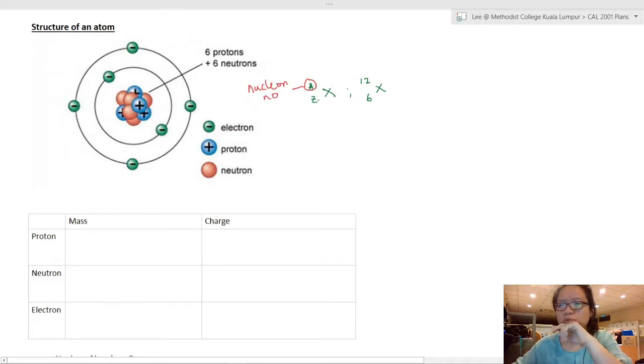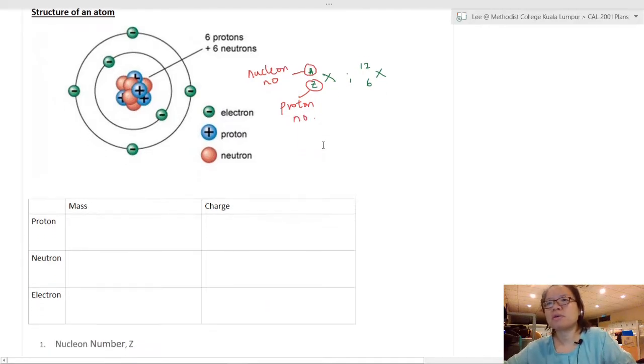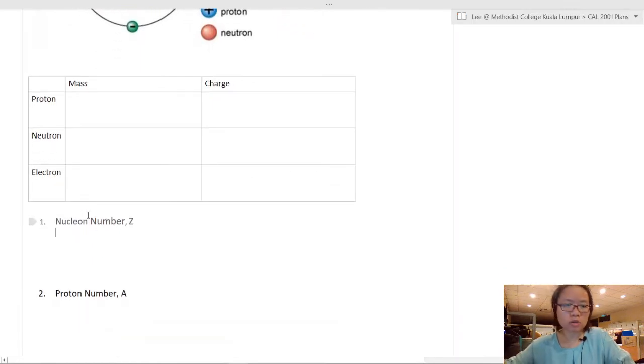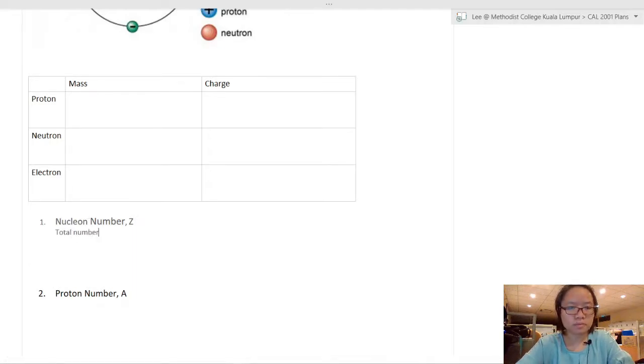I'm also pretty sure you know this already. And what is down here is known as the proton number. Okay, so some basic properties about nucleon and proton number. I'll type this one as I talk. So nucleon number is the total number of protons and neutrons in a nucleus.